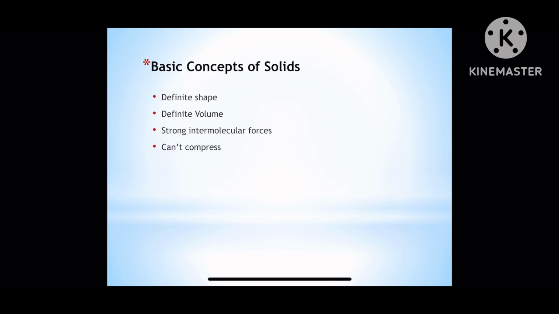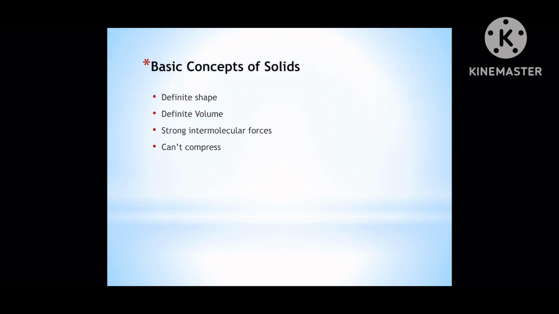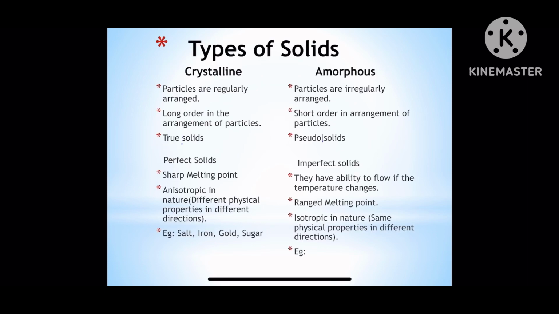The first one is basic concept of solid. As we know, solids have a definite shape, definite volume, and the particles of the solids are bound with a strong intermolecular force, so we cannot compress them and we can't fill them in a container just like a gas. There are two types of solid, crystalline and amorphous. In crystalline, particles are regularly arranged, and in amorphous, particles are irregularly arranged.